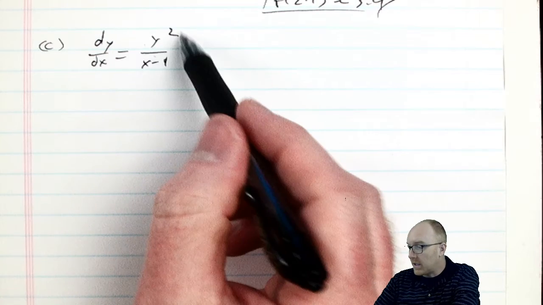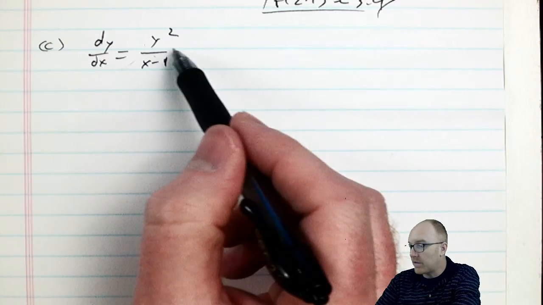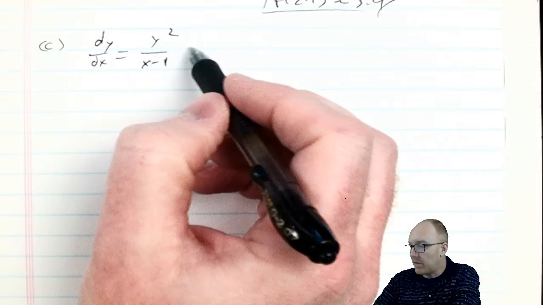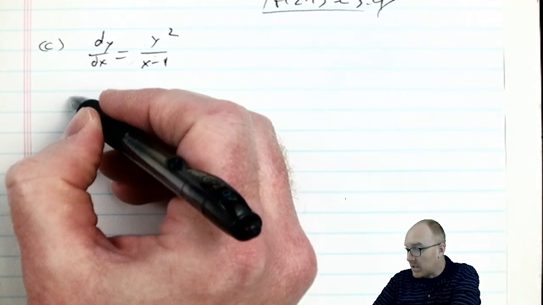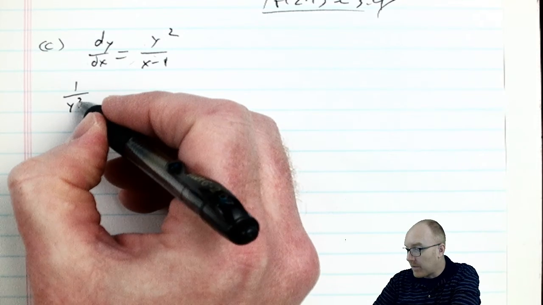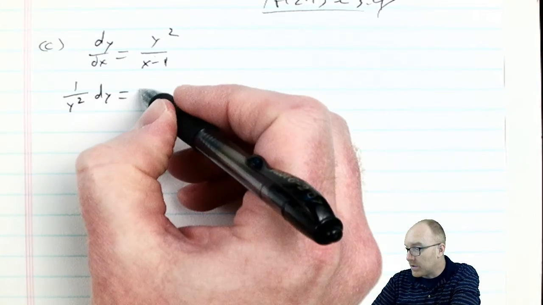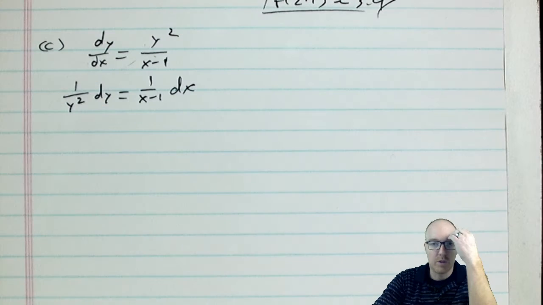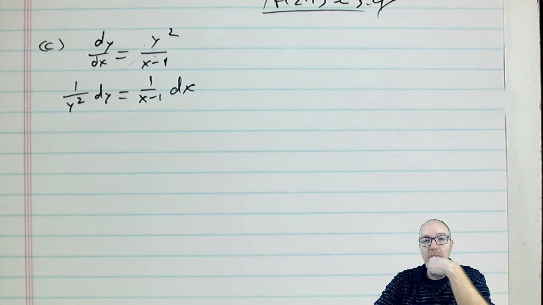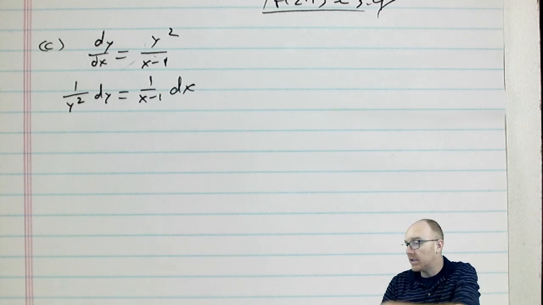We want to take this y squared, put it over here, and put the dx over here. Right, so like dividing by y squared and multiplying by the dx. And what we end up with is this: 1 over y squared dy equals 1 over x minus 1 dx. So far, so good? That's 1 point right there. So we're already 20% of the way to getting all of these points.